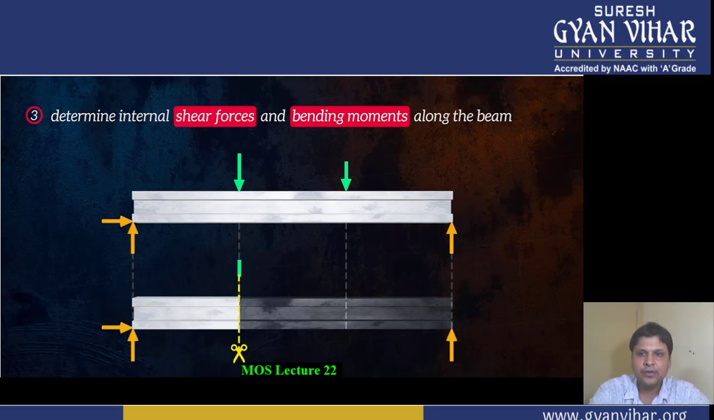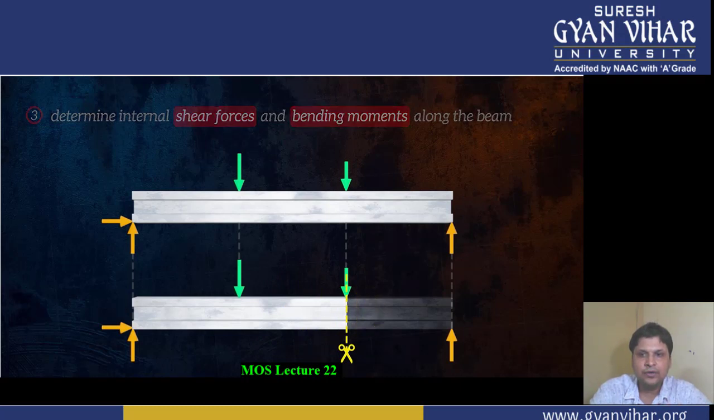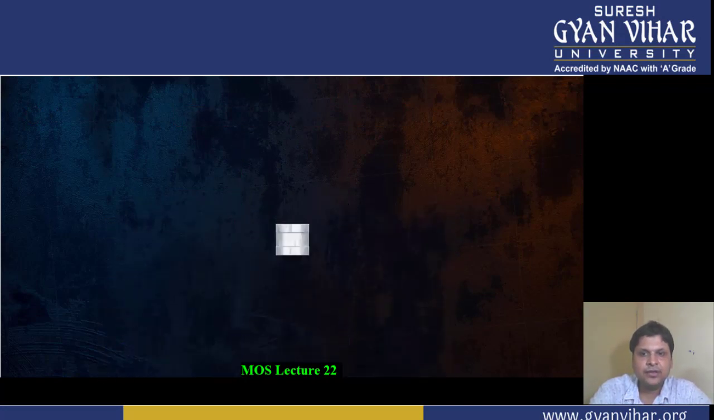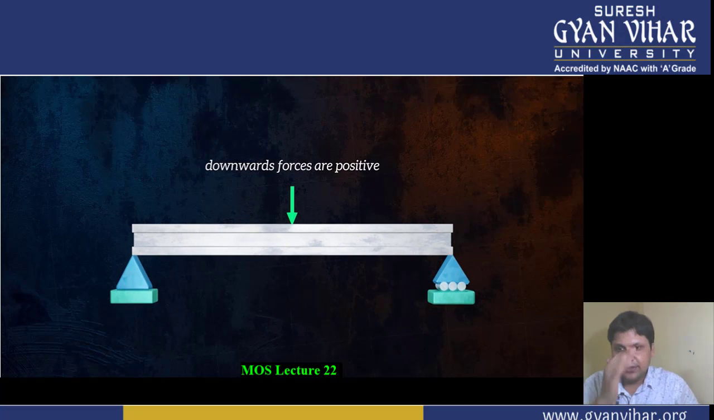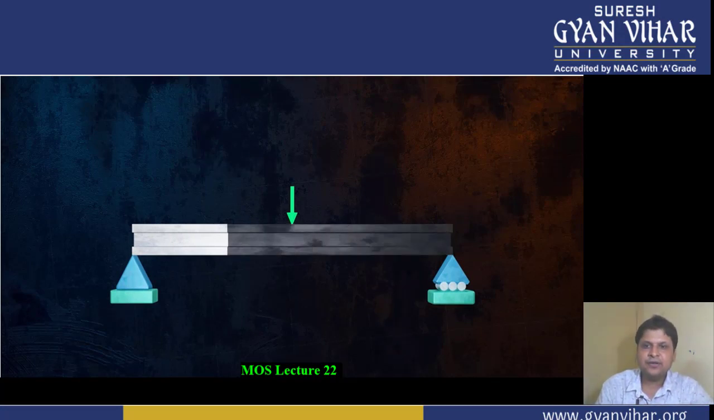All we need to do is to start from one side of the beam and move the location of the cut along the beam, calculating the shear force and bending moment as we go. Now is a good time to define the sign conventions. Applied forces will be positive if they are acting in the downward direction. For shear force and bending moment, the positive sign convention will be as shown here.